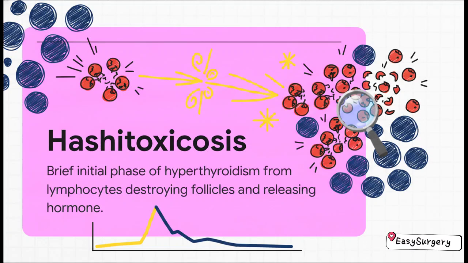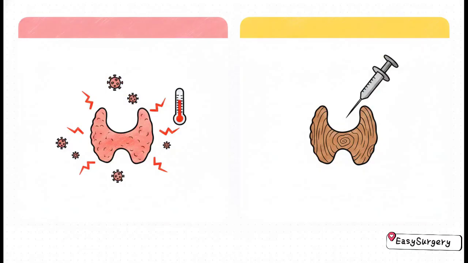But since the follicles are completely destroyed and can't regenerate, the patient eventually plummets right into prolonged, lifelong hypothyroidism. So the really critical comparison here is between the painful viral nature of de Quervain's and the rock-hard, painless presentation of Riedel's. If a patient walks in with a painfully enlarged neck right after an upper respiratory viral infection and their ESR is elevated, you're looking at de Quervain's.